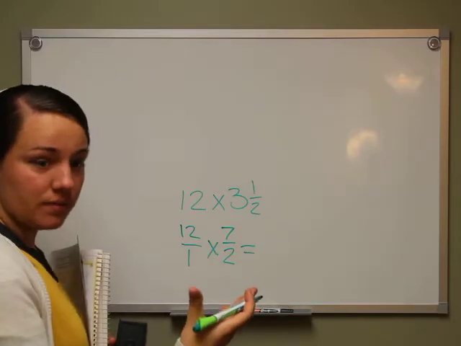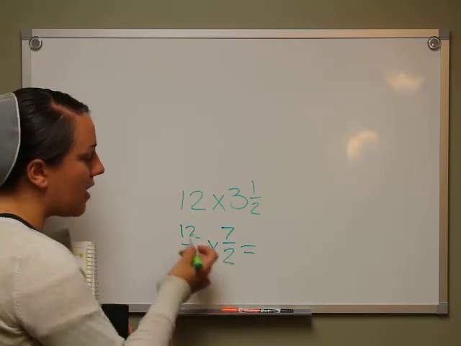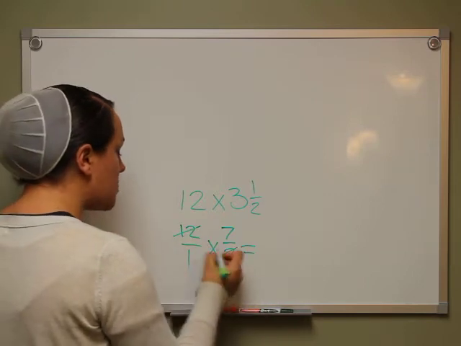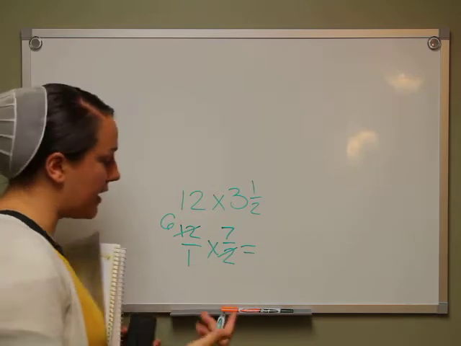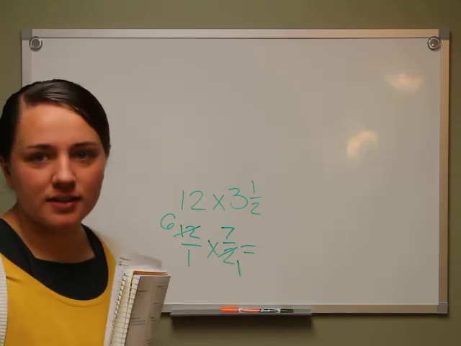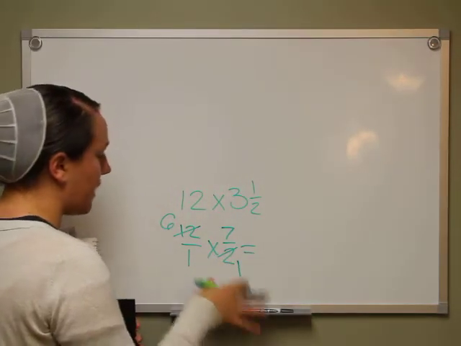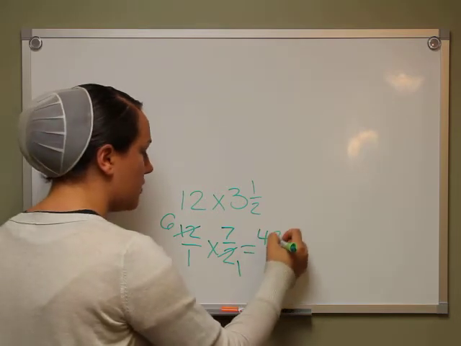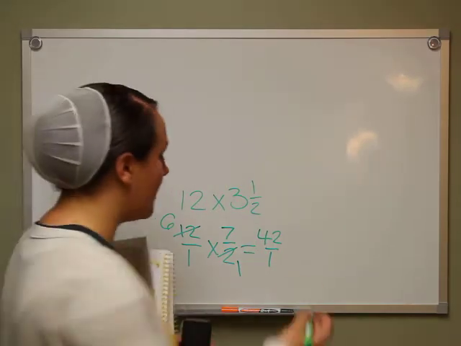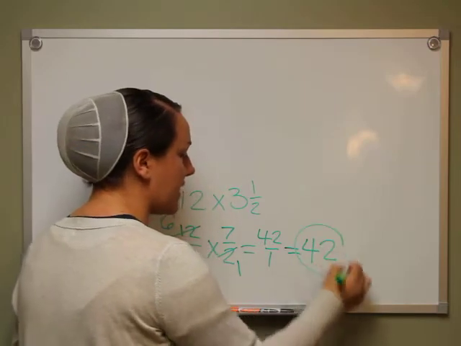Now, can we cancel? Look at your first numerator and your second denominator. Is there a number that could divide evenly into both of them? Yes, 2 could. So 12 divided by 2 is 6, and 2 divided by 2 is 1. Now, is there a number that could divide evenly into 7 and 1? Only 1 could, but that wouldn't change anything, right? So let's go ahead and multiply. 6 times 7 is 42, and we're going to put that over 1. So now we have 42 over 1. What does that equal? It equals 42, and that's our answer.